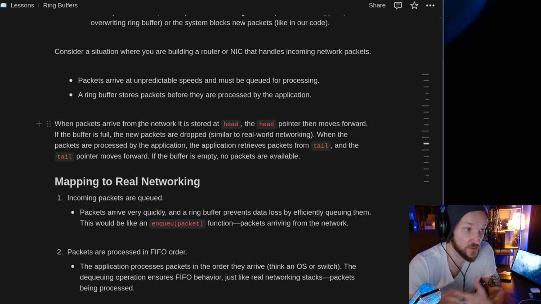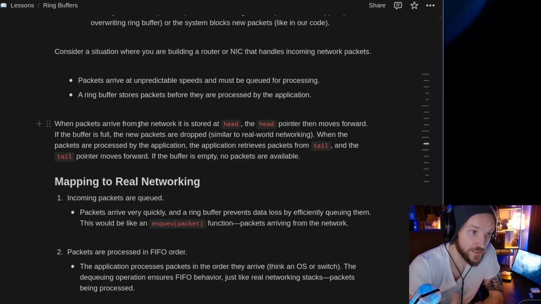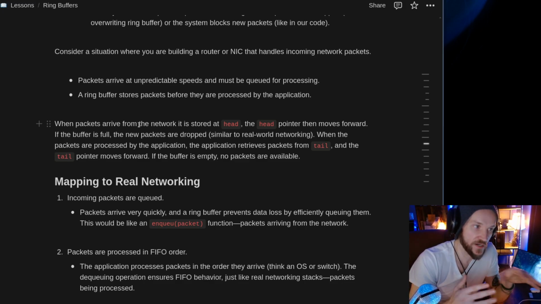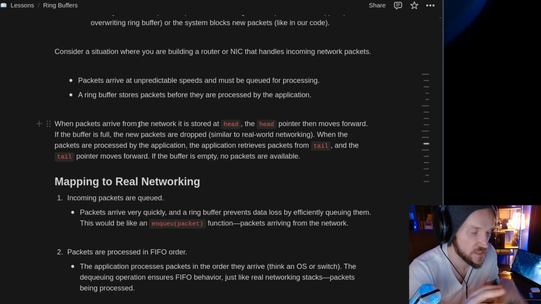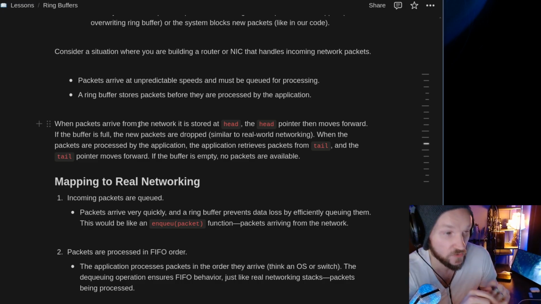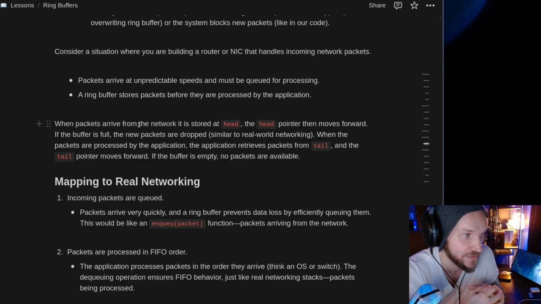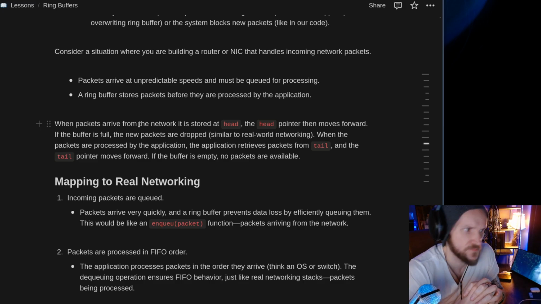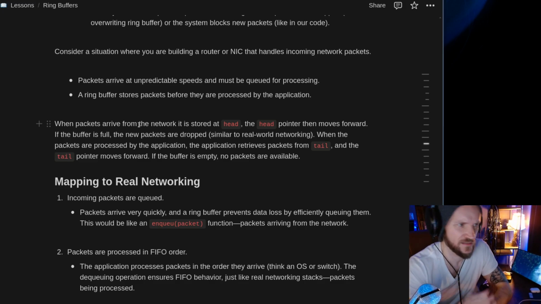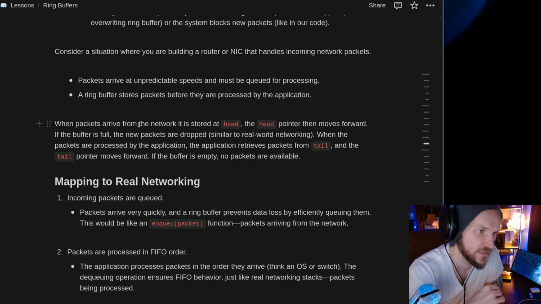So in a real life network, packets arrive at unpredictable speeds, and they have to be queued for processing, right? And so a ring buffer stores these packets before they are processed by the application. Now this is where you have to start, and a lot of students ask me about this. We get to some common questions that students have, because I've taught this a lot. It seems like you'd have to build this huge ring buffer to handle all these accounts and everything.